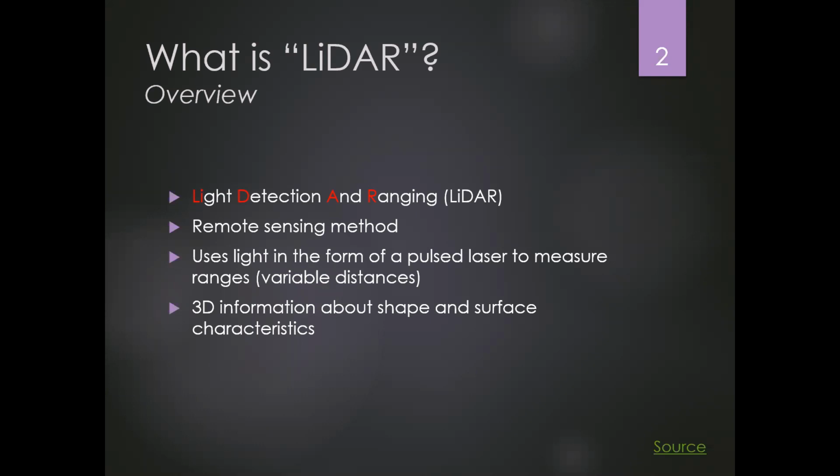According to the name, we know that this technique uses light to detect distance, because it's ranging, okay? It's a remote sensing method that uses light in the form of a pulsed laser to measure ranges or distance. 3D information about shape and surface characteristics can be detected by LiDAR. So you will ask, why is distance related to surface, to shape, and to mapping? Later, I will show you how they are connected.